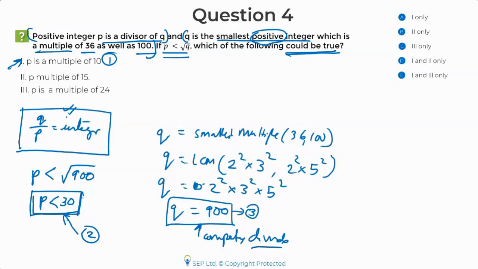Anyone? Tell me a value of P, multiple of 10, which satisfies all the conditions. It divides Q and it is less than 30. Just one value. Anyone? Okay, Likit, very good, right? So P could be 10, P could be 20.